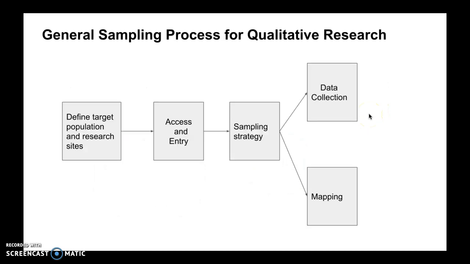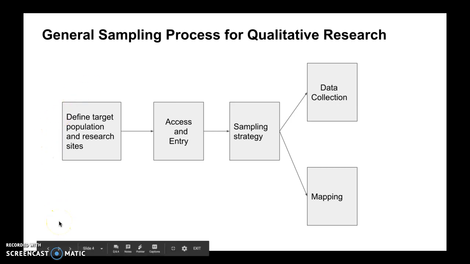But here is the general sampling process for qualitative research. After you have a clear research question in your mind or develop your conceptual framework, you can define your target population. Who will tell you the answer to your research question? Who can give you the important information? And also, you try to look for the research sites and where you can find them.